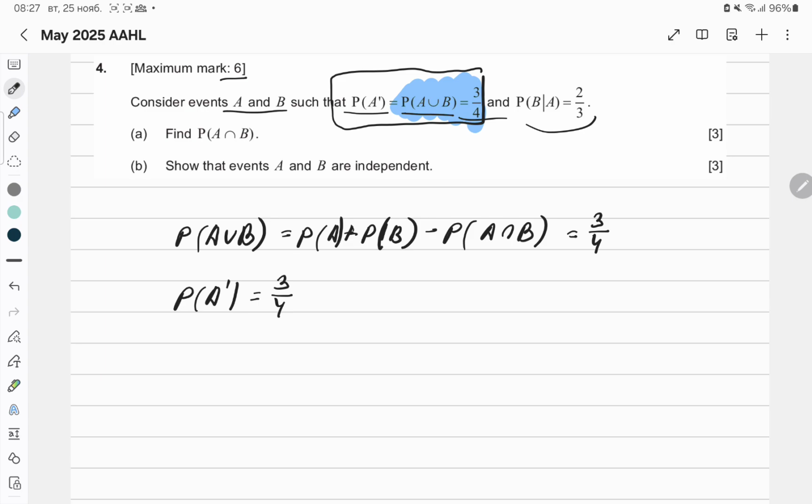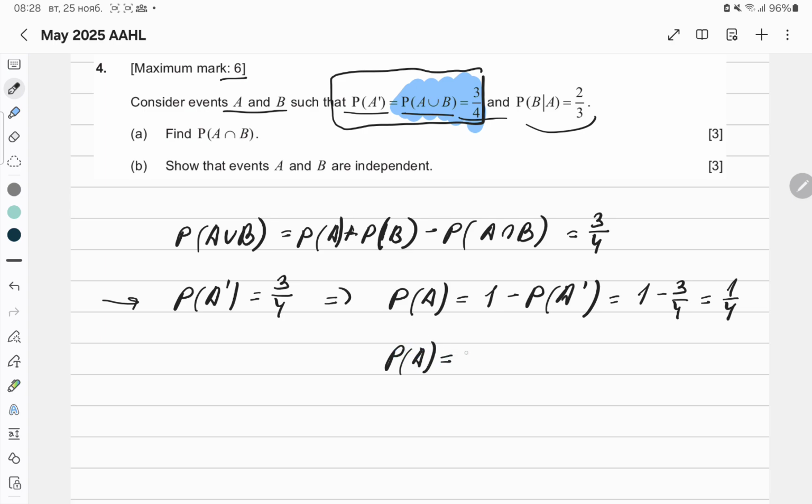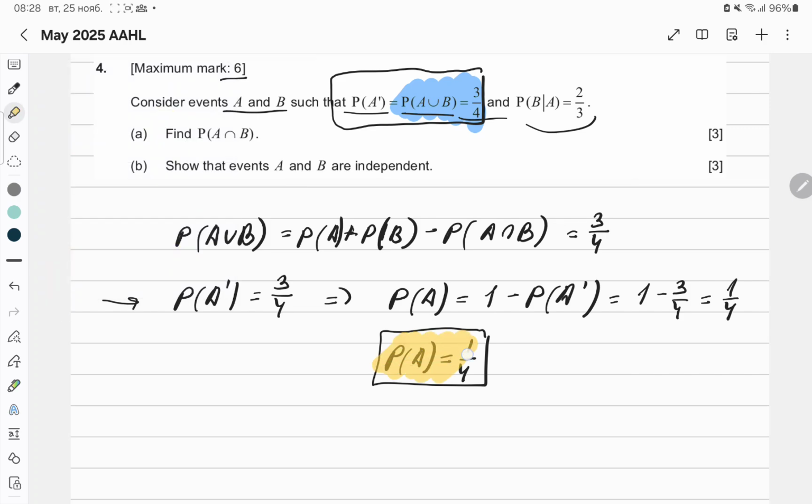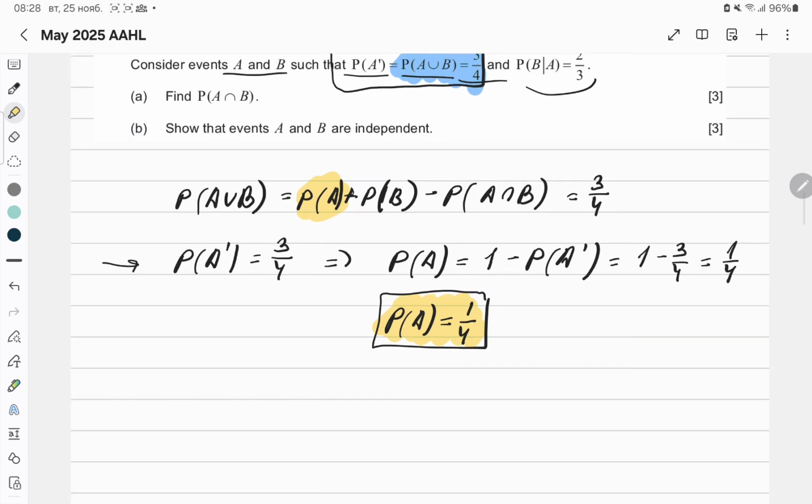Now what we can deduce from the second row is that P of A is equal to 1 minus P of not A. So it is 1 minus 3/4, so that P of A is equal to 1/4. This is the main conclusion: P of A is equal to 1/4. Now we can use this value in our formula here.